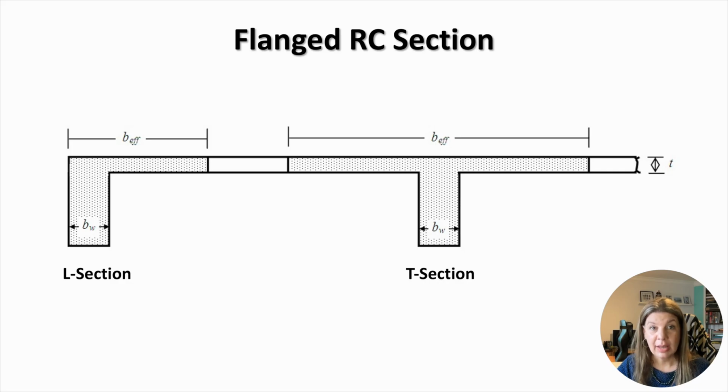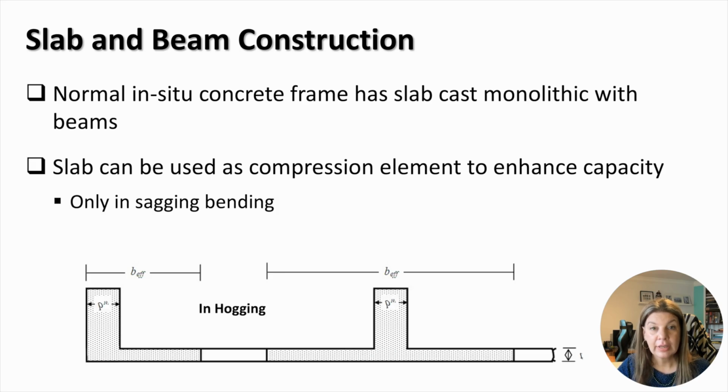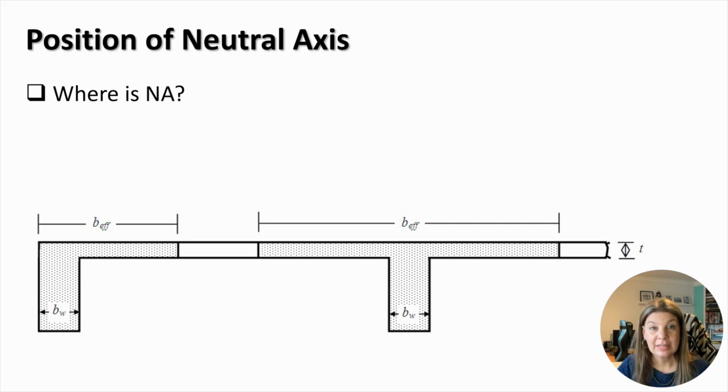The flanged section can be L-shaped or T-shaped, depending on where the considered beam is located. The same design procedures are applied in both cases. Due to monolithic casting, the slab works together with the beam. In zones of sagging bending, the slab increases the area of concrete in compression. In hogging, it will look something like this, so we can see that the area that is in compression is not increased.